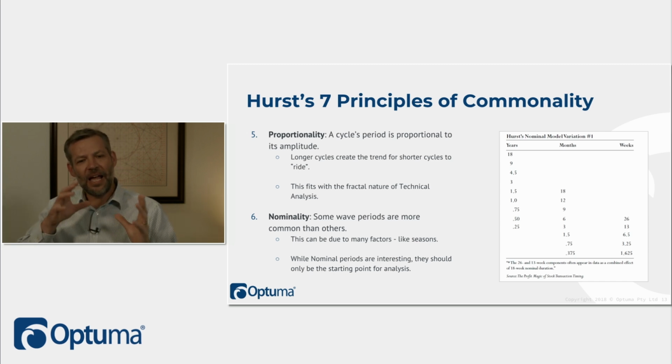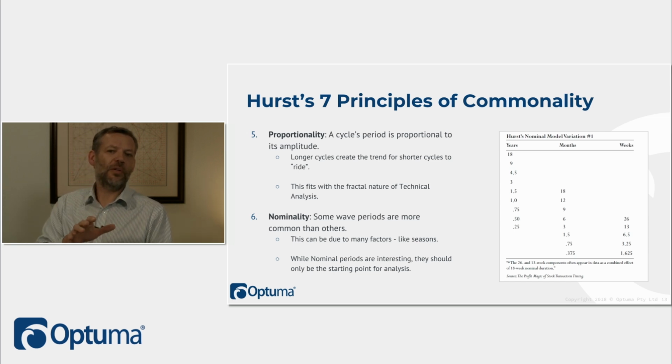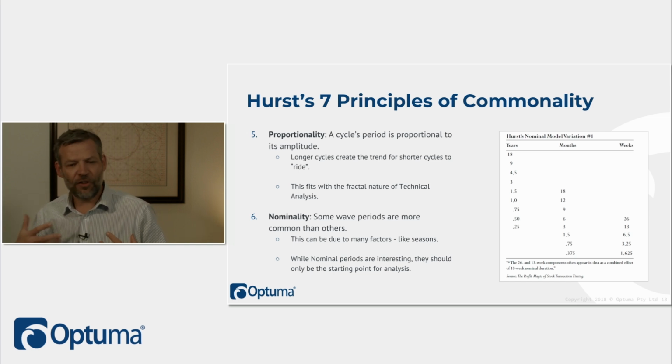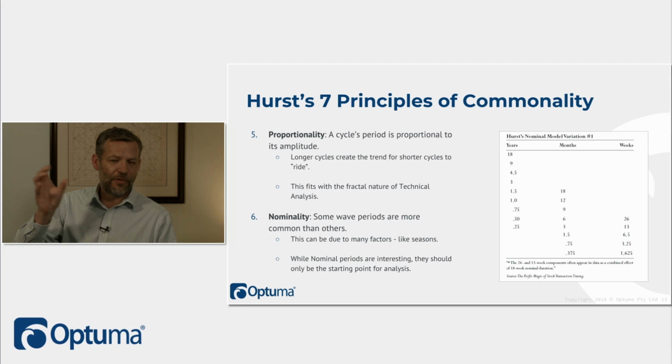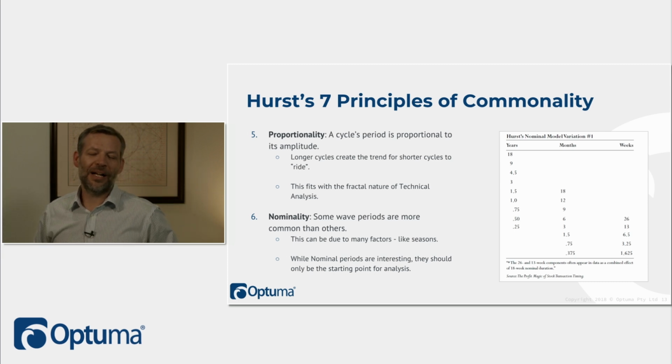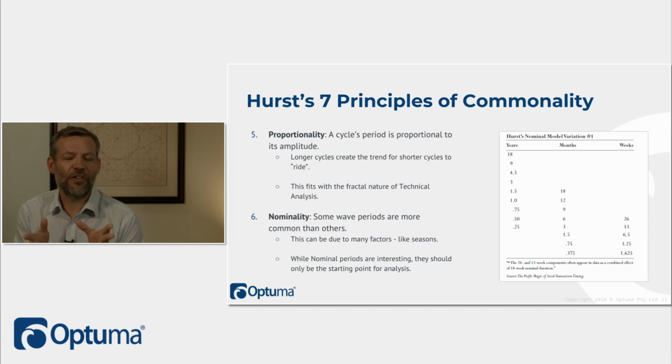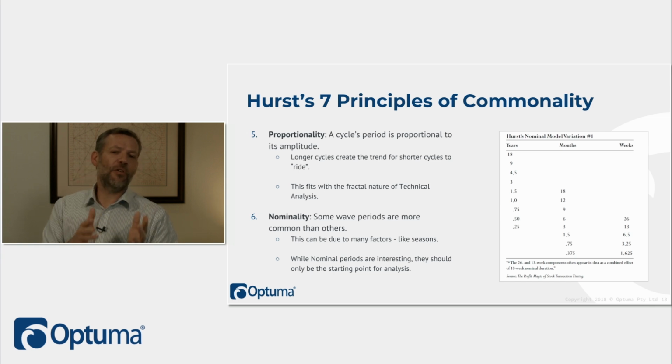Proportionality. The amplitude of the cycle is proportionate to how long it is. Long-term cycles have massive amplitude. And that's why you get this situation where you've got the market moving up and short-term cycles are being carried along by the long-term cycle as well. So longer cycles create the trend for shorter cycles to ride. It fits with the fractal nature of technical analysis. So proportionality is saying that the amplitude is proportional to the length of the cycle.